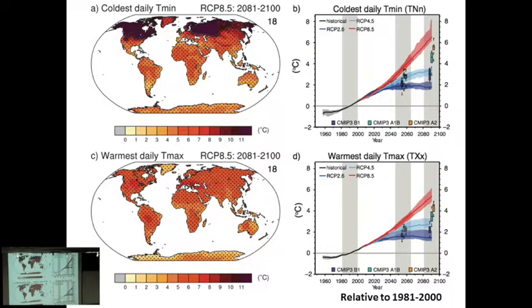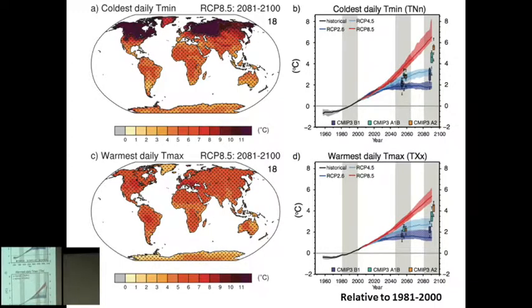And what about the extremes? So we have here the coldest minimum temperature, and here are the projections that tend to increase, because we have already seen in the other maps that the observations show this increase in minimum temperature. And the projections are for this to continue to increase. And the warmest day maximum temperature also increases.